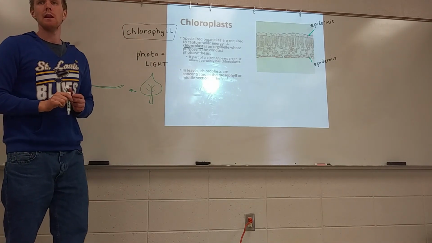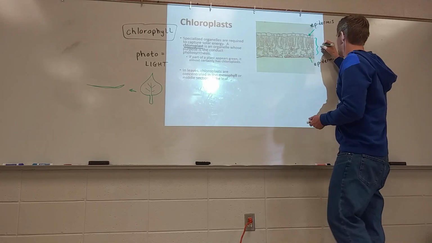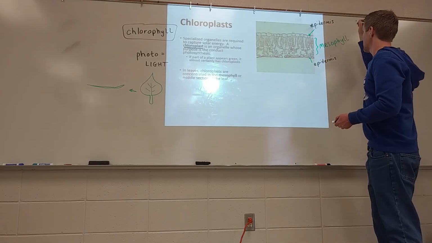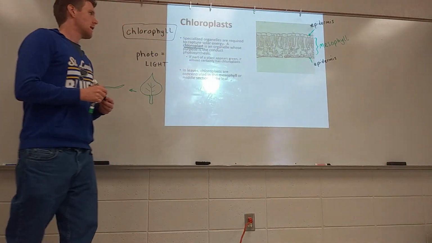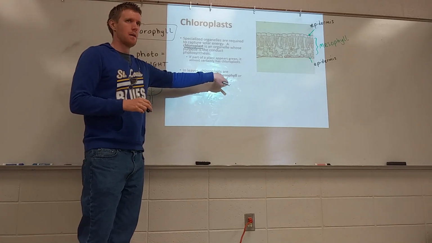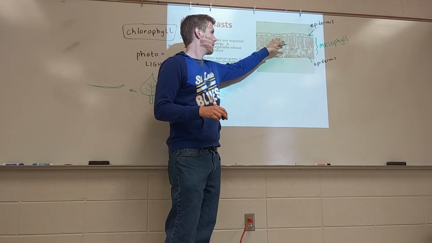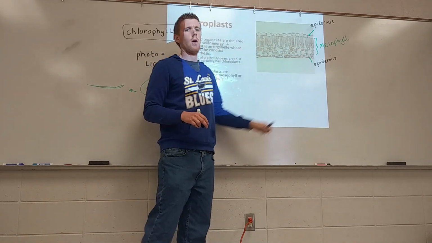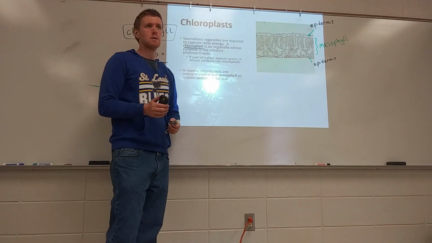Then you have that middle layer right here. All of that is called the mesophyll, which means the middle leaf. The mesophyll is where the chloroplasts are concentrated. There are so many of them that it makes the whole leaf look green. The chloroplasts are concentrated in this middle region called the mesophyll. So that's the part of the leaf that conducts photosynthesis.